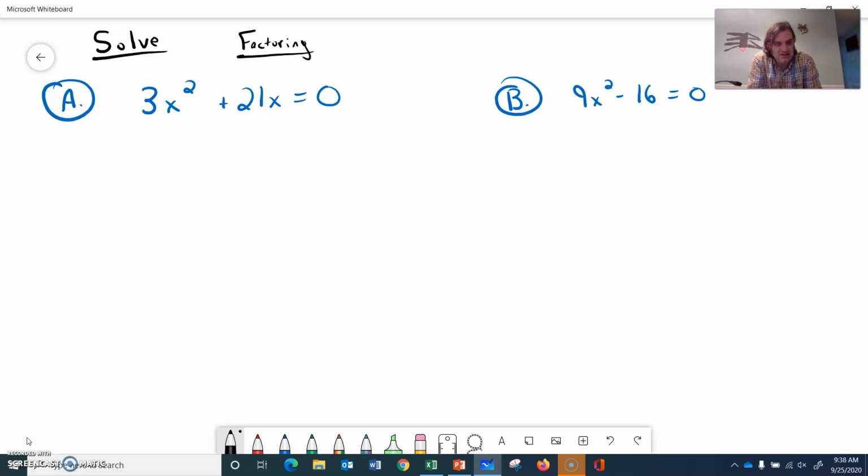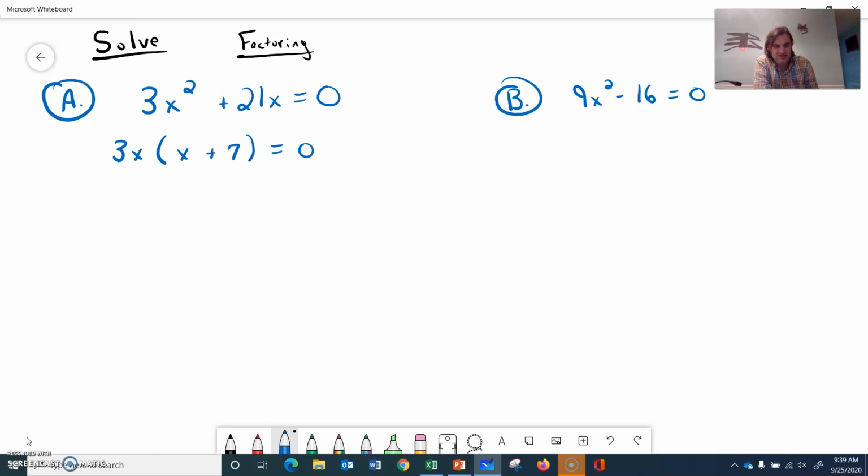The first one here, A. 3x squared plus 21x equals 0. So there's an x squared term, there's an x term, but there's no c term. So there's a little bit less terms. So in this case, maybe we can factor it just by pulling out a common term. And if you look at the two terms, 3x squared plus 21x, you'll notice you can pull out a 3x, and that would leave you with x plus 7.